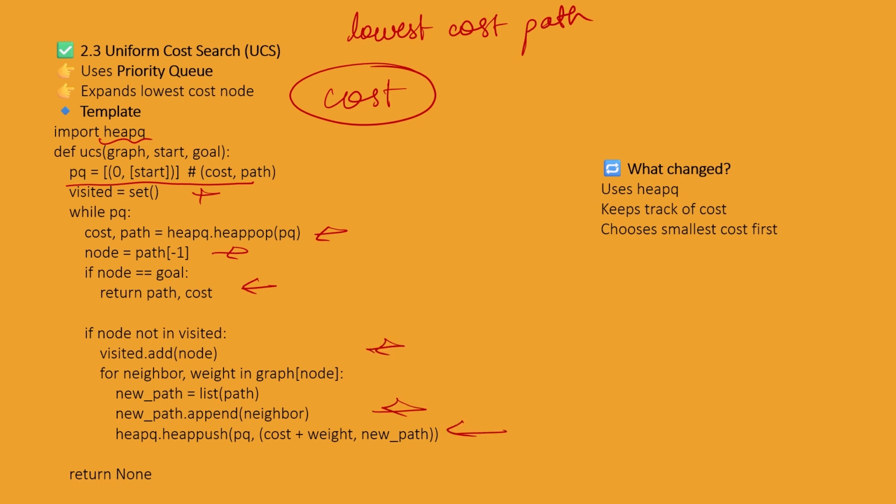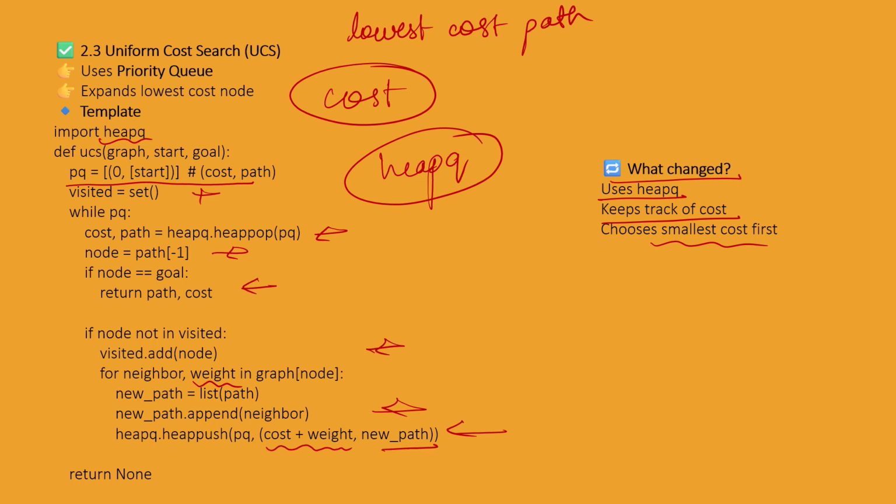The same concept, just the code will be a little bit different because weight will be associated. I hope this would be clear. Heap queue is the library. What changes? Heap queue keeps track of cost and you take the smallest cost first. Cost plus weight, and your new node is pushed into the stack. I hope UCS will be clear.